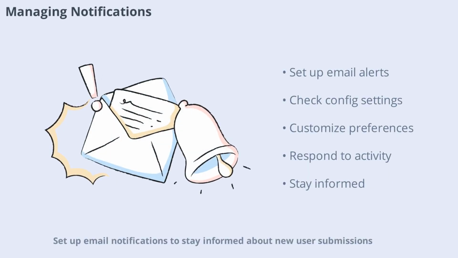Set up email notifications to stay informed about new user submissions, app updates, or important site events. In your config file, make sure your email settings are correct. The dashboard may also let you customize notification preferences. Staying on top of notifications helps you respond quickly to user activity and maintain a responsive App Store.